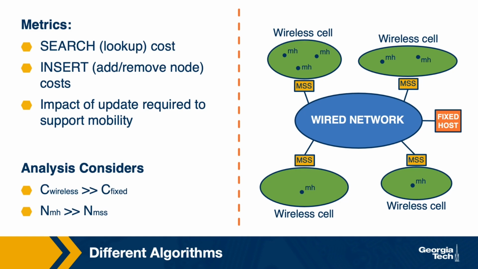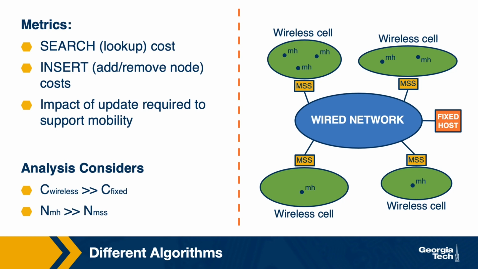And then also the analysis expresses these costs with respect to the number of nodes that are involved, the number of operations or the amount of state that needs to be maintained. And here we're going to assume that the number of mobile hosts is much larger than the number of stationary hosts. And this is generally true. We have way more smartphones compared to base stations.